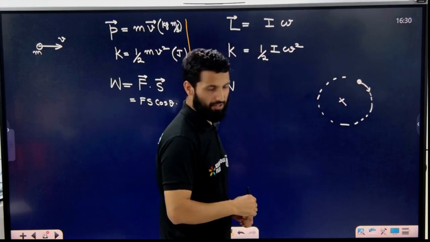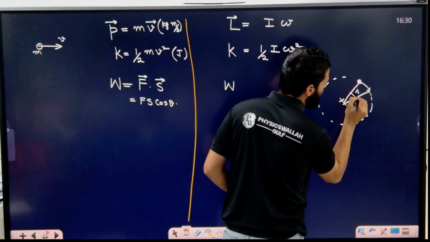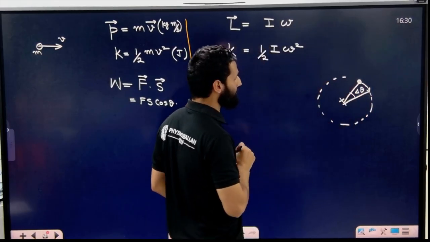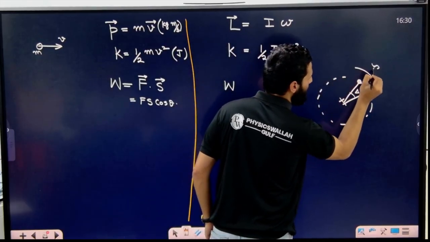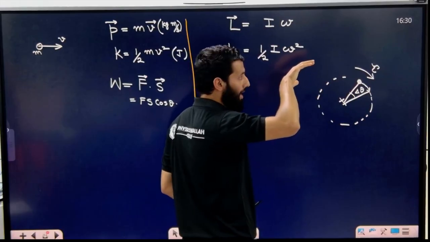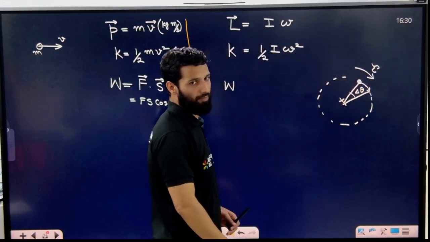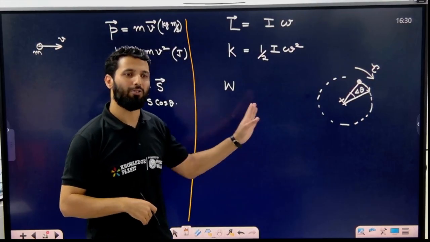Now imagine it's angularly displacing clockwise, let's say by delta theta. Torque is also, let's suppose, clockwise. So for delta theta, it is minus k cap, and torque is also minus k cap. What is the angle between minus k cap and minus k cap? Zero. So cos 0 is 1.